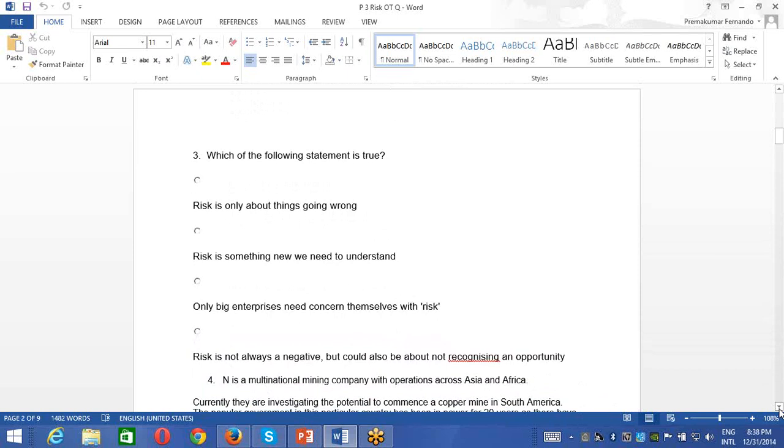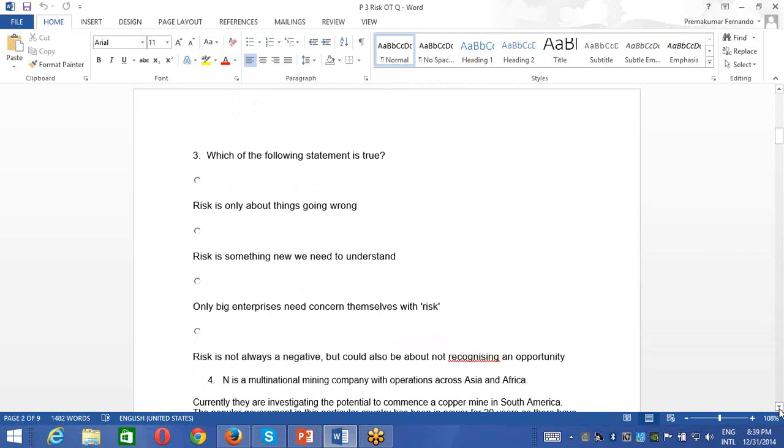Right, very good. Excellent. That's correct, because risk, as I said, can be upside risk or downside risk. That is what we call conformance and performance. We want to move away from the downside risk, that is to conform, but to exploit the advantage, and that is what we call performance. So risk is always not a negative one. It's about recognizing an opportunity.